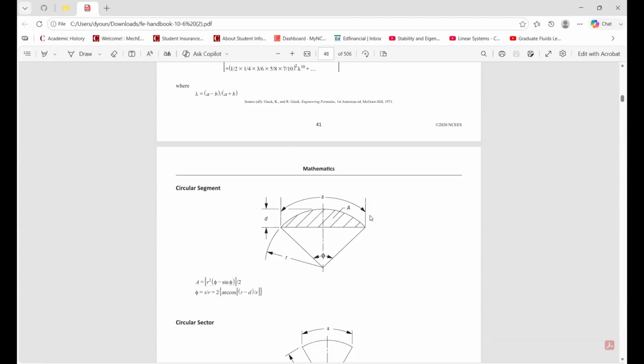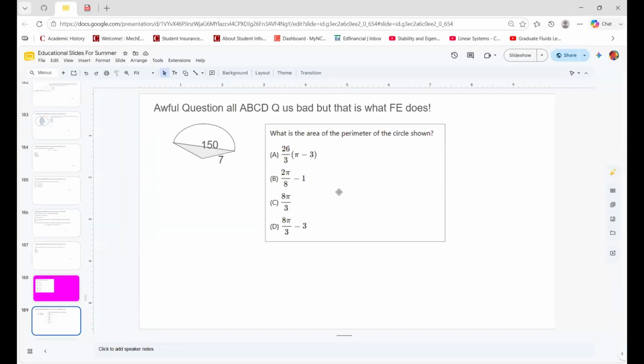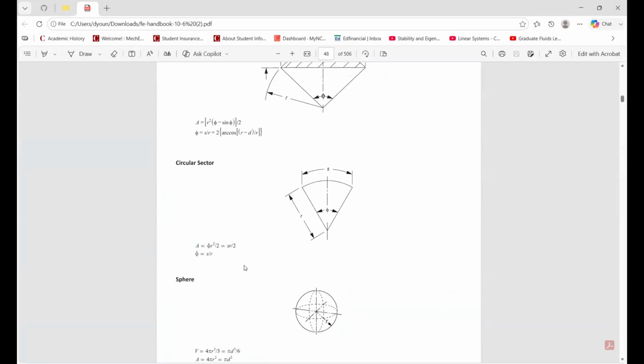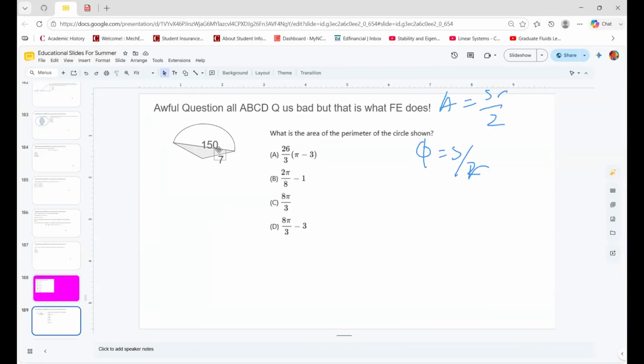This thing is just getting a triangle actually. I'm not sure if this is a good question, but it's the perimeter question. So it's this one. Theta equals s divided by r, and then A equals s r divided by 2. And what am I even looking at?